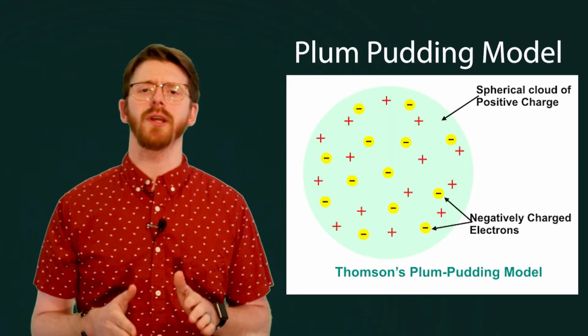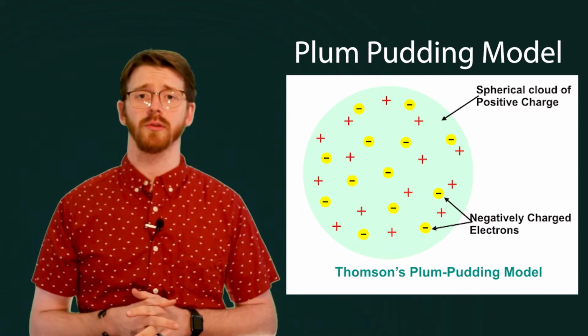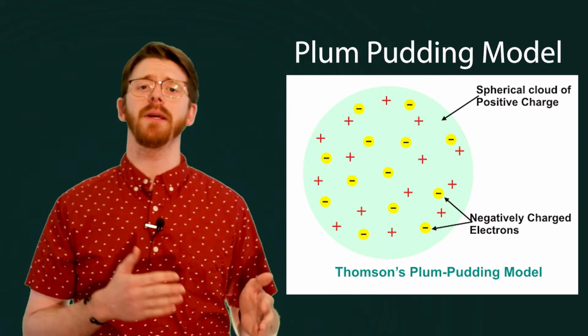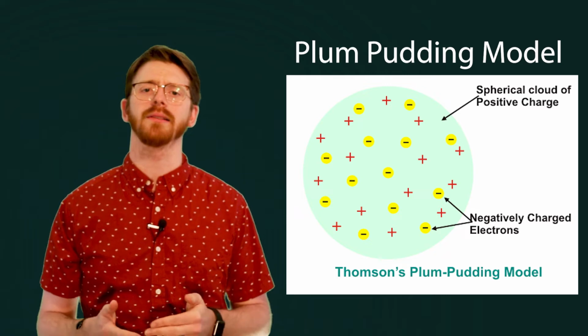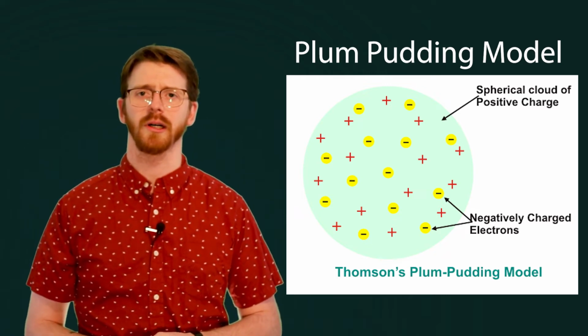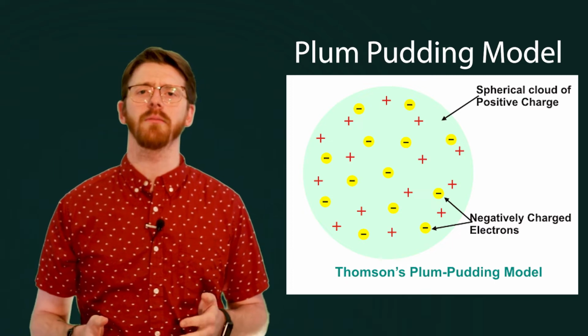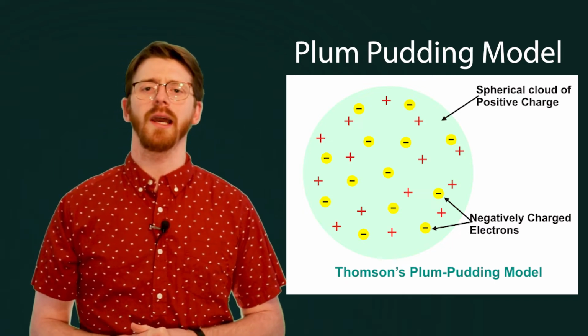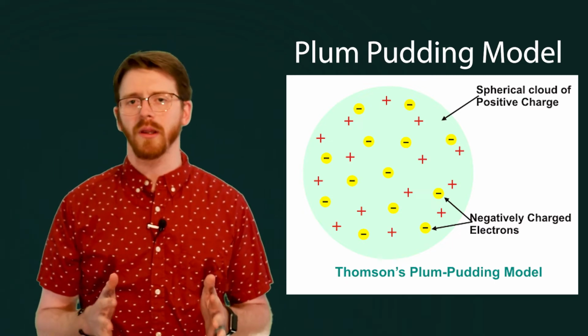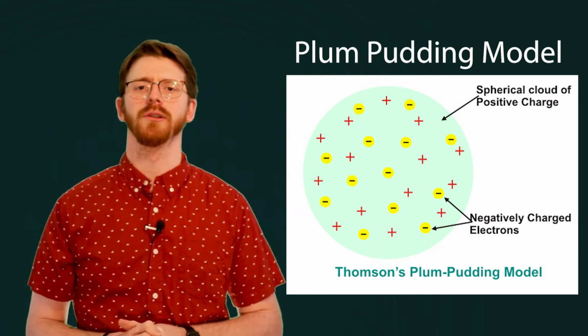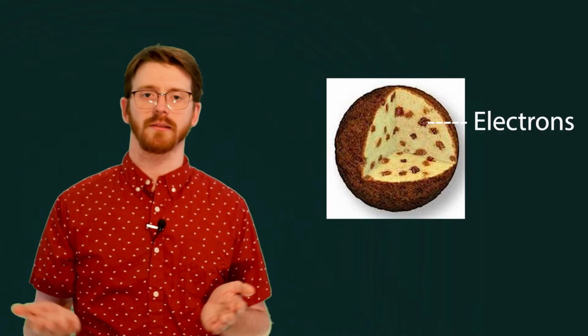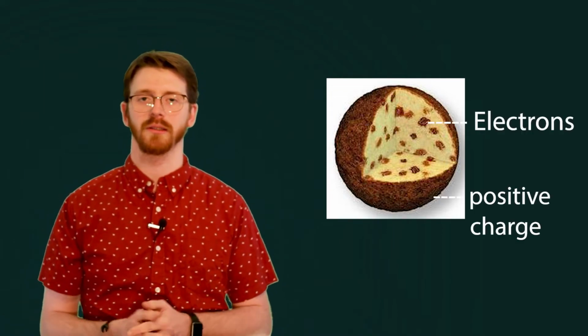Because Thomson knew that atoms were electrically neutral, Thomson knew that there had to be a positive charge in order to balance out the negativity of his electrons. His idea was that an atom consisted of a cloud of positive charge with negative electrons embedded randomly inside of the positive charge. The name was given based off of a favorite English dessert where the electrons are like raisins dispersed in a pudding, or the positive charge.